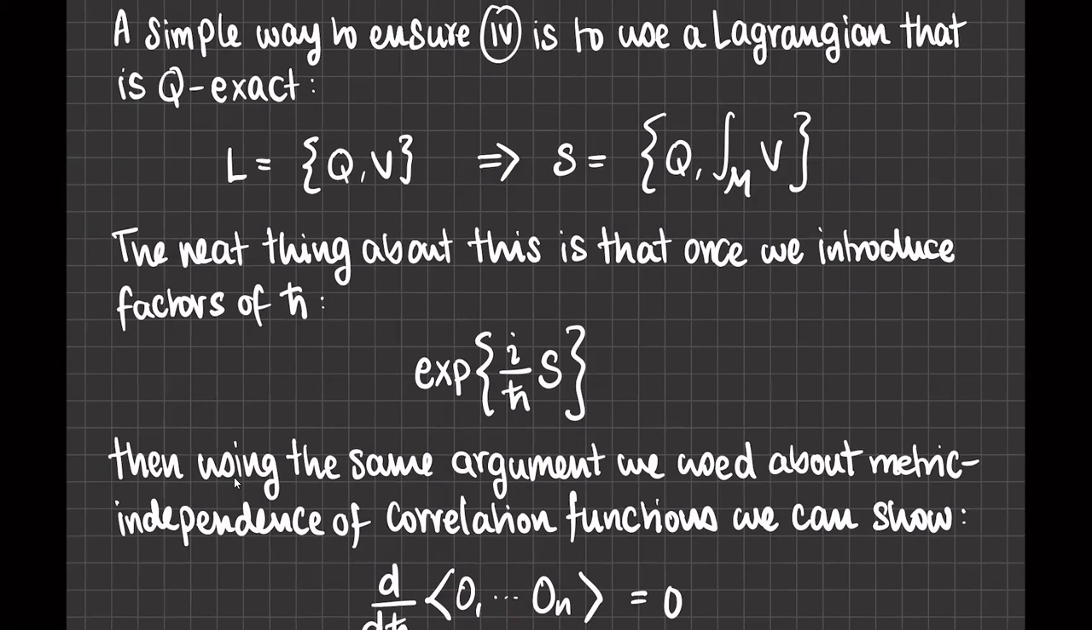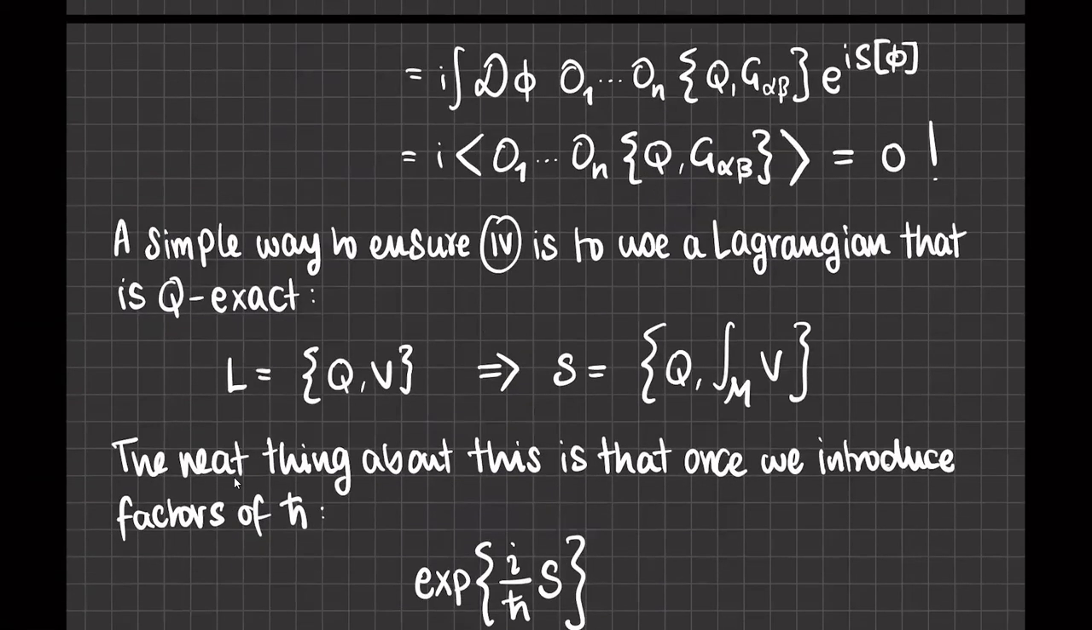Sorry, maybe I am asking the same question again. This L is {Q, V}. This does not follow from the previous study. No, it does not follow from all of this here. But what we are saying is that if we want to ensure that property 4 is true, that the stress tensor is Q exact, then we are guaranteed to have that result if we start with a Lagrangian that is itself Q exact. There may be other Lagrangians possible which will give the same Q exactness of the T, but this will definitely give you one.